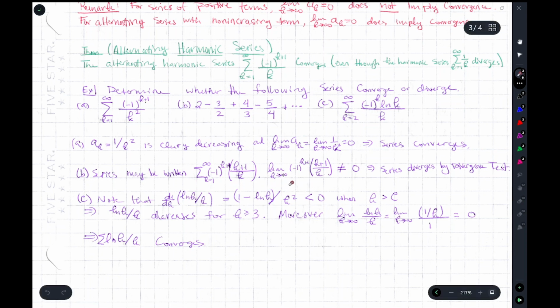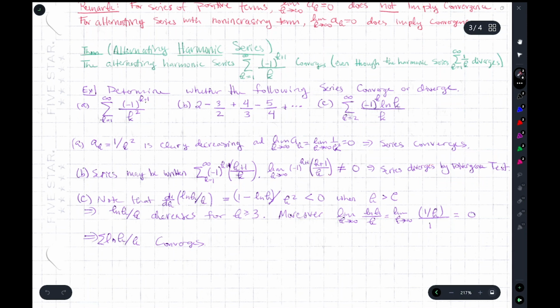So let's take the limit as (k plus 1) over k goes to infinity. That's going to be 1. Okay, now you do have that alternating factor there. You don't have to consider that alternating. You could just consider that, and you'll get 1, and it's not equal to 0. And so the series diverges by the divergence test. So we didn't even have to go far there. We saw that this isn't even equal to 0, and so we just used the divergence test for that one.